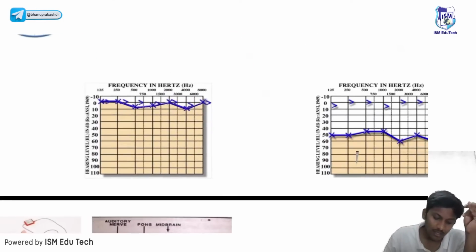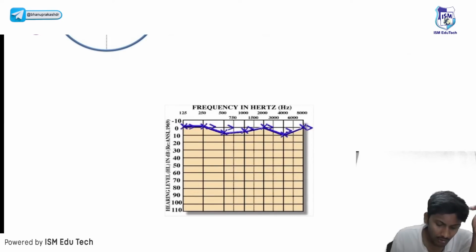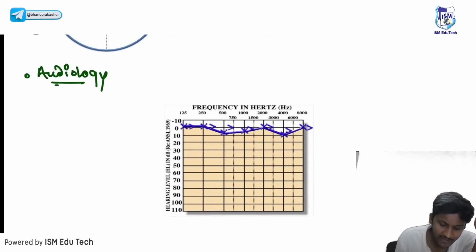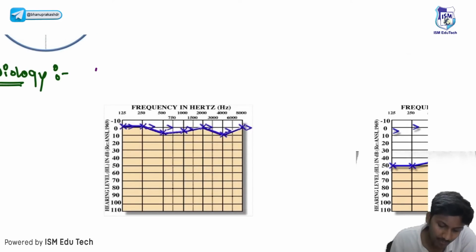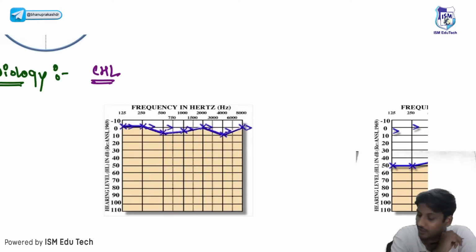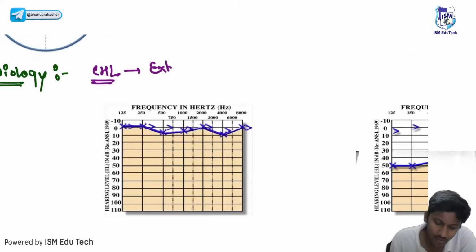Now if I talk about audiology, what is audiology, guys? Audiology is the study of hearing. If the patient has any hearing loss, you perform an audiometric test which will tell you the type of hearing loss. It can be of 2 types. Either a conductive hearing loss, where there is some problem in the conduction of sound. And where does conduction of sound occur? In the external or the middle ear.